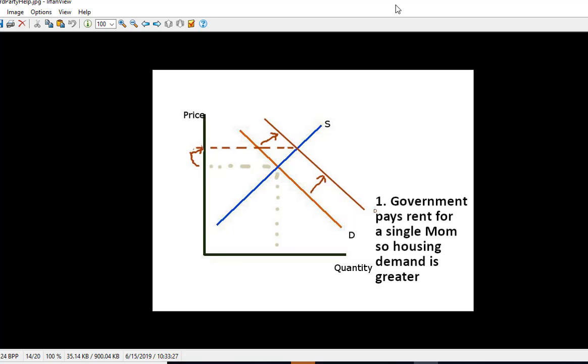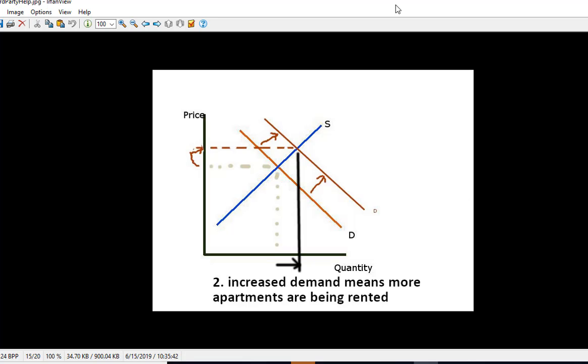So, what happens when the government pays rent for a single mom? Well, she can move out on her own. She doesn't need to live with somebody else, so that means there's a greater demand for housing. Okay, we can see that, and the number of apartments in the city will be greater, number of rented apartments, because we have one more person who maybe would have had to live with a family member, but now gets to live out on her own.